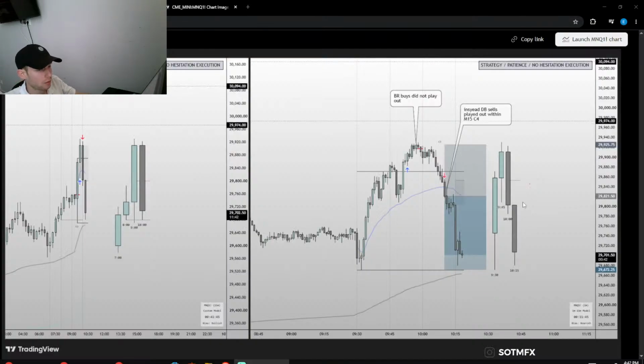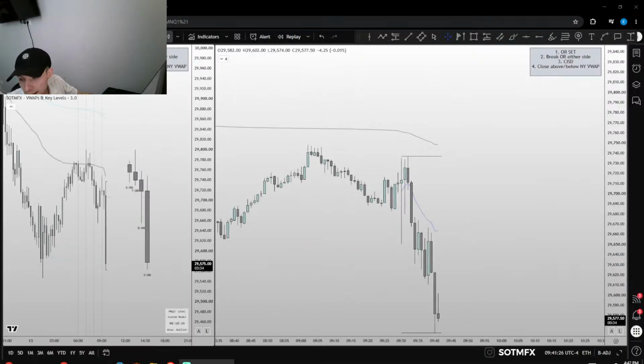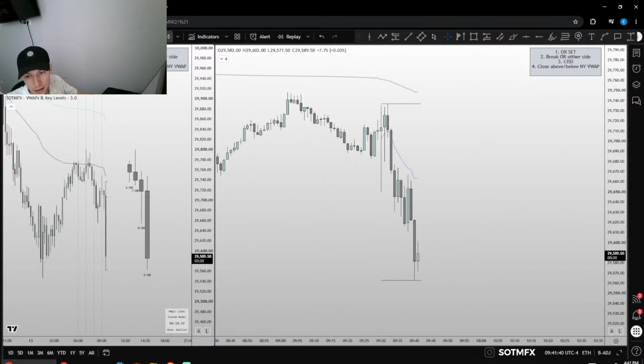So the double break happened, but on the same day, I did not take the sells, right? What I waited for was actually buys once again, which was a double break buys, which played out amazingly, because price was still bullish.